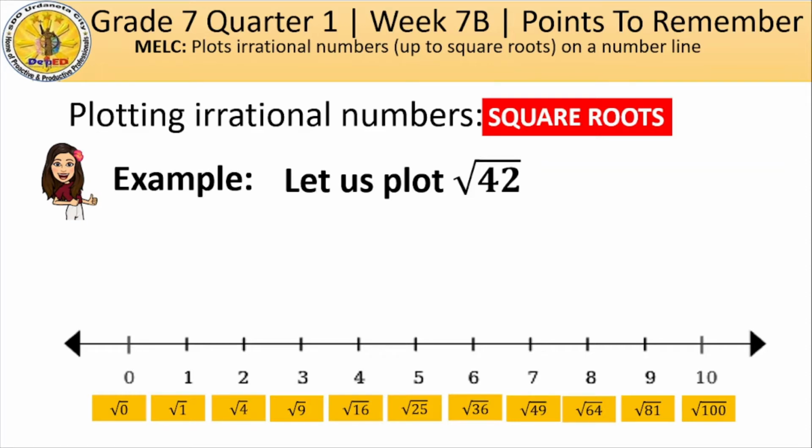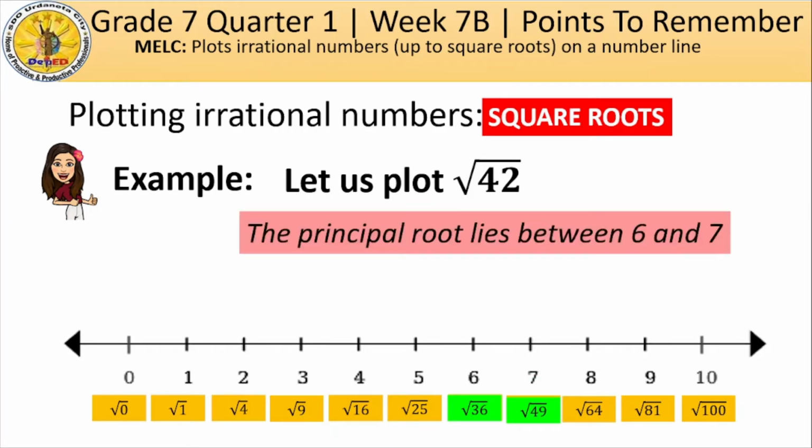We know that the square root of 42 is greater than the square root of 36, but less than the square root of 49. And we know that the principal root lies between 6 and 7. And we can even be a little more specific with our estimate by knowing that the square root of 42 is about halfway between 6 and 7. So it's probably greater than 6.5 and a little less than 7. So, the square root of 42 lies here.